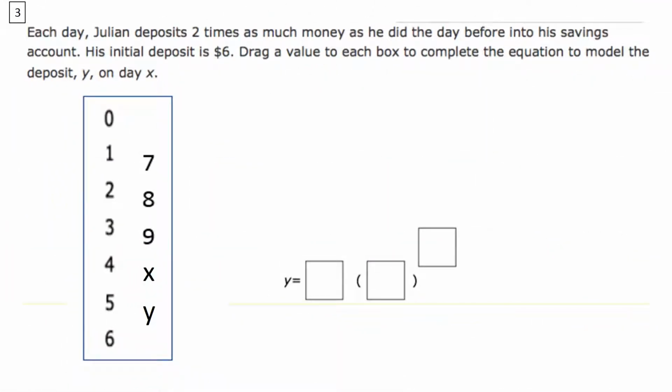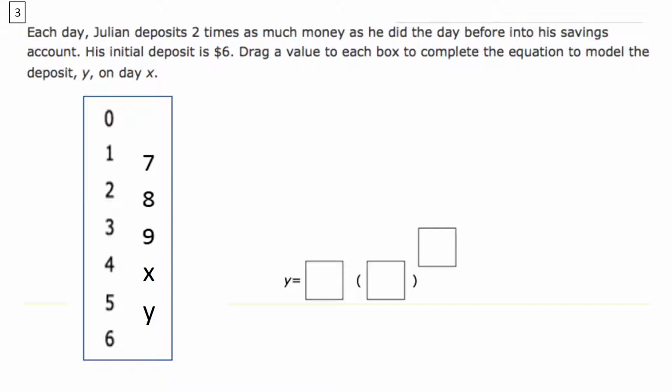Let's look at number 3. This is going to be a pretty easy problem, and I expect to see something similar to this. We've seen some problems with these boxes where we got to fill in the boxes before. Each day, Julian deposits 2 times as much money as he did the day before into his savings account. His initial deposit is $6. Drag a value to each box to complete the equation to model the deposit Y on day X.